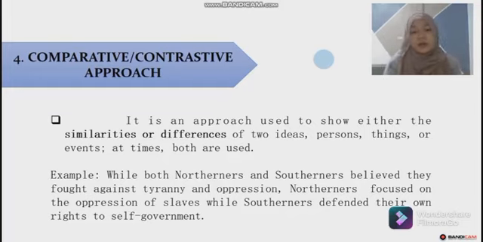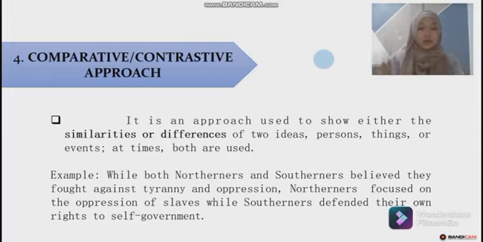So the Venn diagram is a great tool in showing the similarities and differences of the two things. In this example, while both Northerners and Southerners believe they fought against tyranny and oppression, Northerners focused on the oppression of slaves, while Southerners defended their own rights.